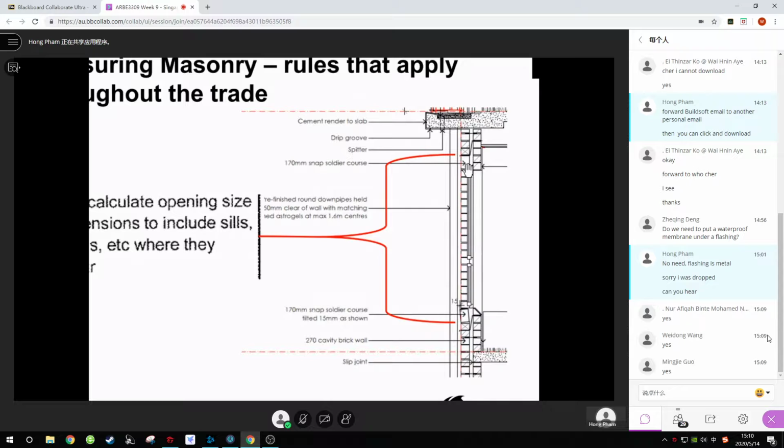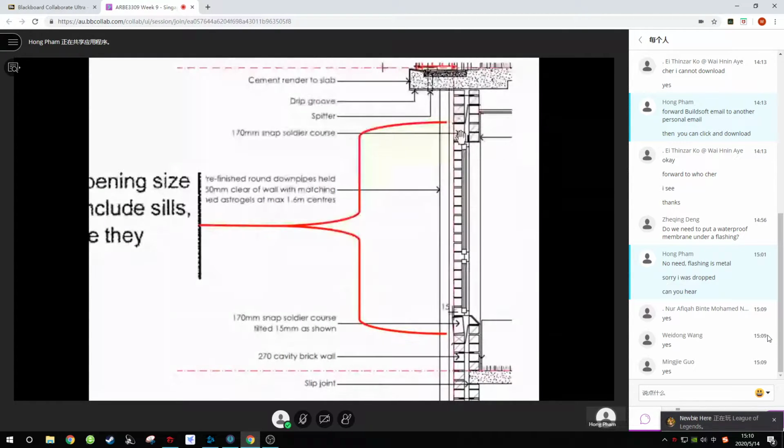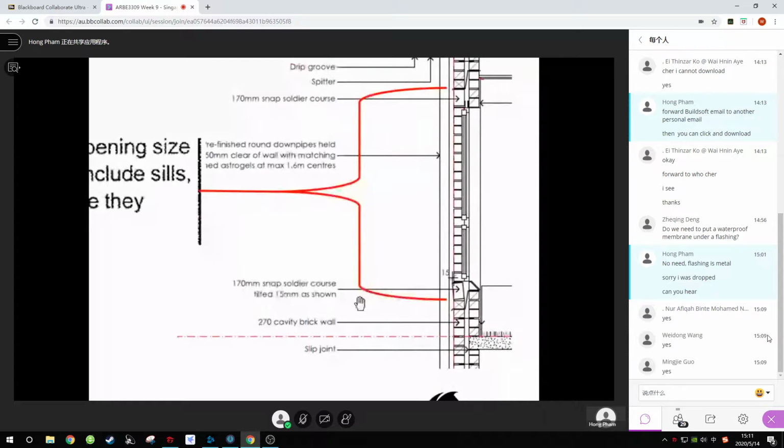Guys, do you realize that this is a special one? This is standing up, and this is the normal lying down, and we call them 170 snap soldier. Remember snap soldier? It is the brick that's standing up, and then we cut it short to 170. The full course is 230. Same here: 170 snap soldier course, tilted 15 mm as shown.